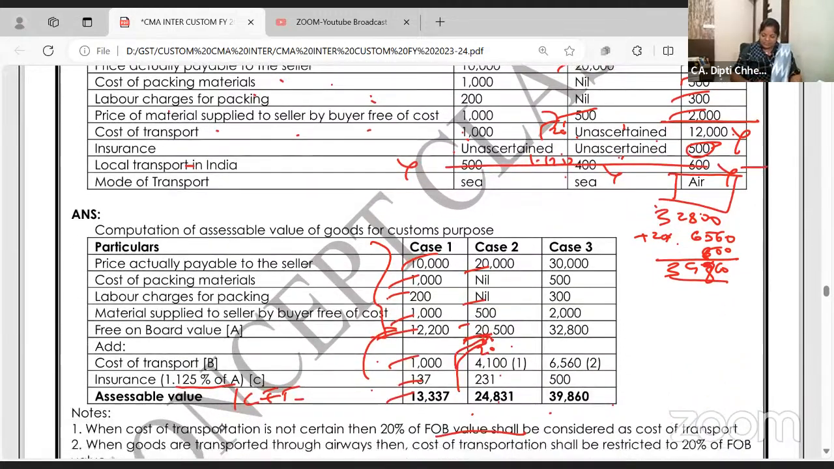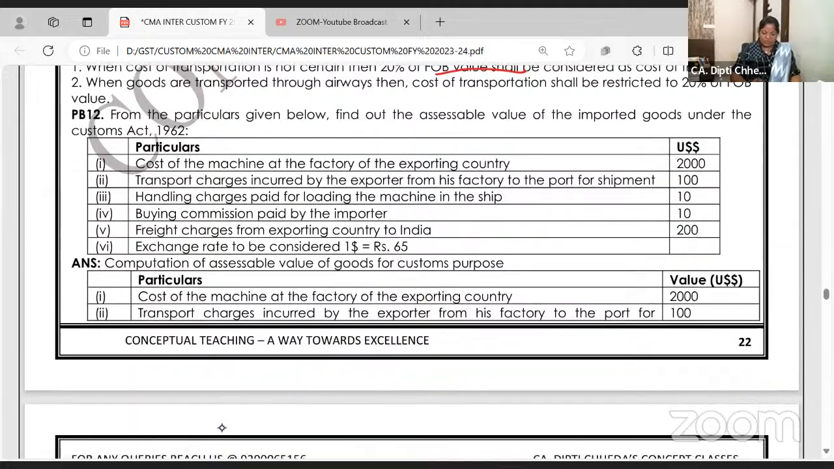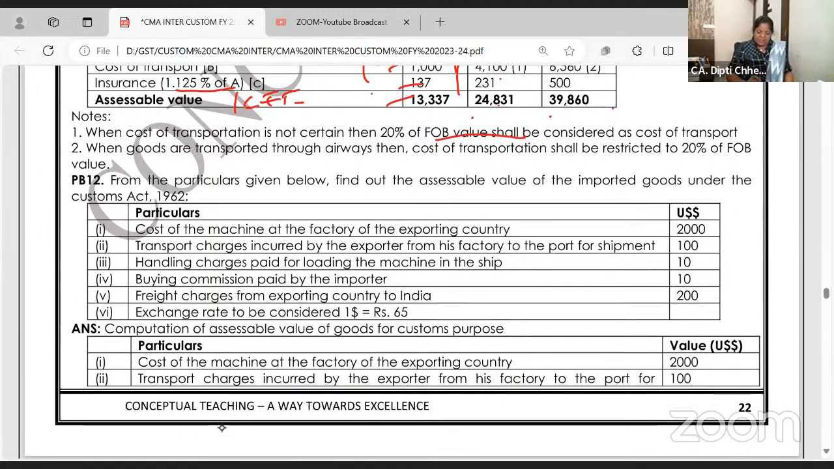We will charge duty. Sure. From the following particulars given below, find out the assessable value of the imported goods under the Customs Act. Just the value of the goods. So many questions like this in the scanner. Forget the duty rate, leave all that, just take the value only, and it will be done for you. Okay.